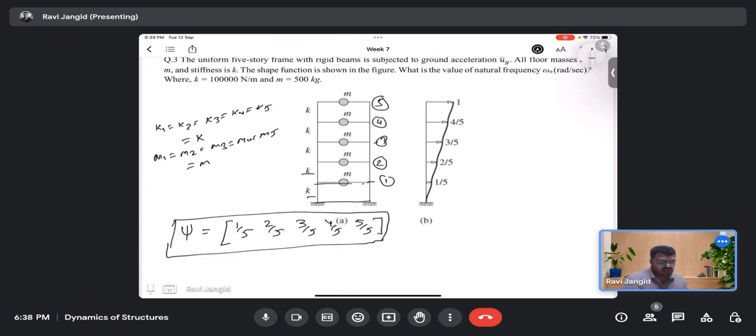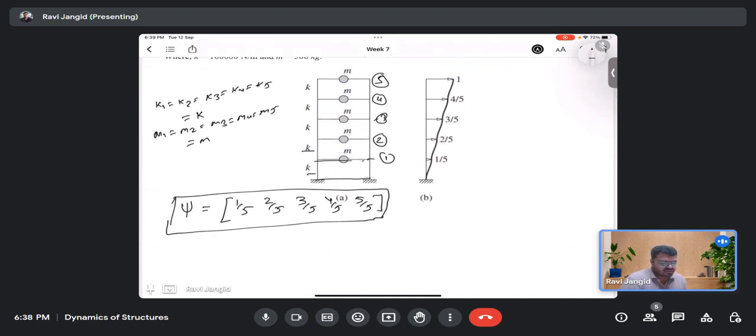Okay. So can you tell me the generalized mass for the lumped mass system, or the discrete system we called it as? How do I calculate the M equivalent? Anyone? That is mj into psi j square.